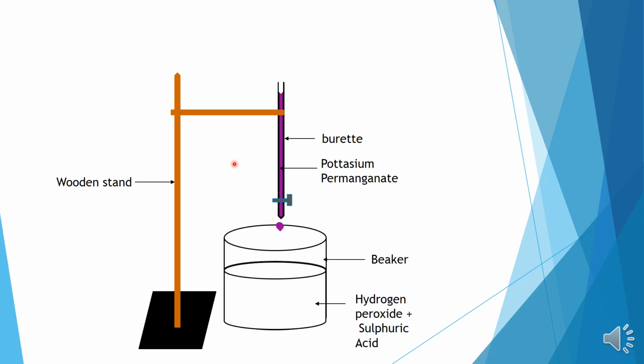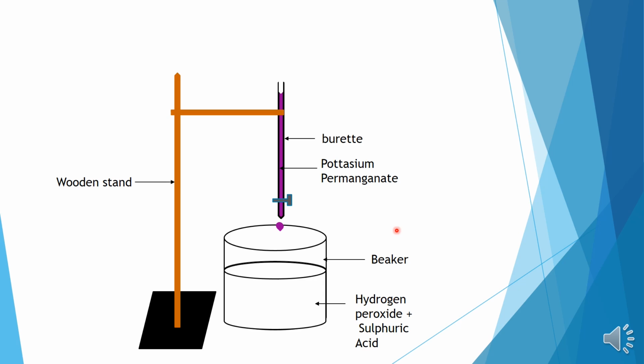Here you can see the experiment for the redox titration. For this titration, I use potassium permanganate and hydrogen peroxide. This is the burette, filled with potassium permanganate, and here you can see hydrogen peroxide plus sulfuric acid. That means we are using sulfuric acid in this experiment as the facilitator for the reaction between potassium permanganate and hydrogen peroxide. If we are carrying out this titration in the laboratory, we definitely use a titration flask for that. I gave you this animation to show only the color change.